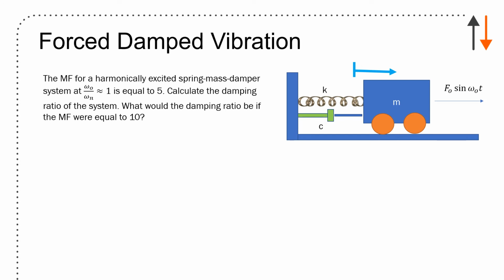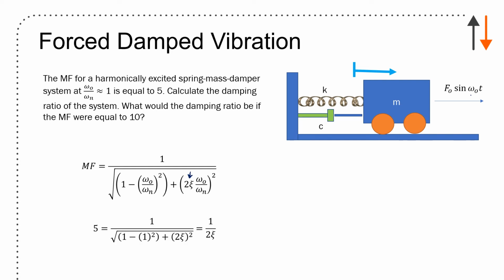If I look at the magnification factor and I say, look, it's equal to 5 when omega naught over omega n is equal to 1, and omega naught again is that frequency over here, then I can try and calculate it for a case where it's 10. So the magnification factor is what we just defined on the previous slide, and I did this zeta factor right here, which is c over c critical. Substitute all the numbers in.